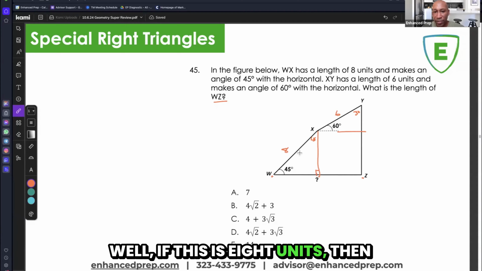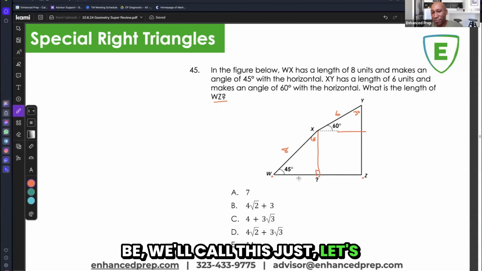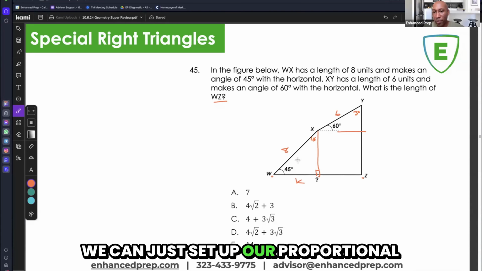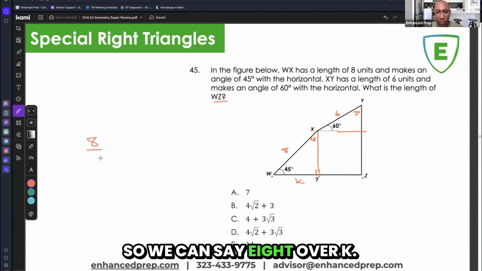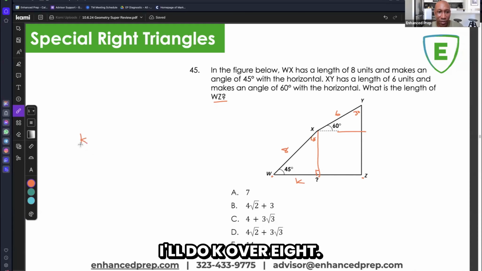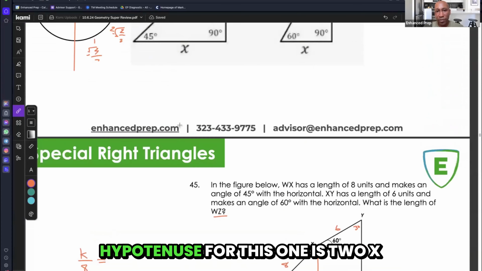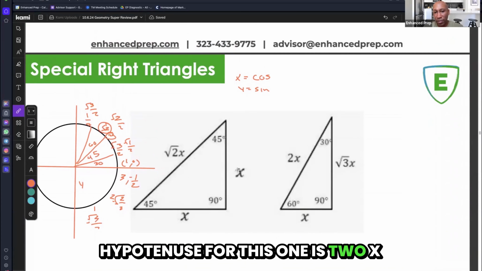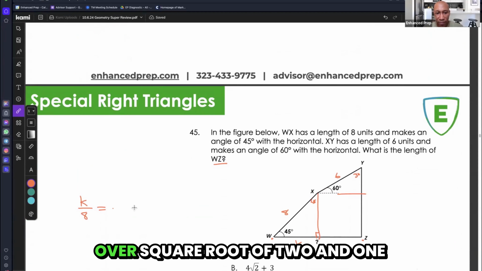Well, if this is 8 units, then this is going to be, let's call it K. We can just set up our proportional relationships because we know this is 45, 45, 90. So we can say K over 8, so we make our math a little bit simpler, is going to be equal to what? Well, our similar triangle, our hypotenuse for this one is 2x, and this one is going to be x. So in this case, we just have this over square root of 2 and 1 over square root of 2.